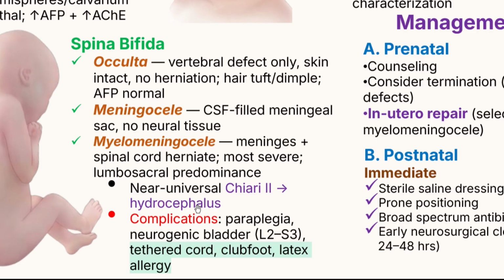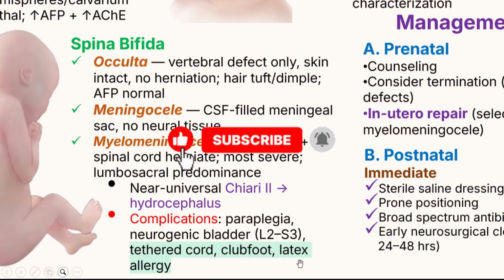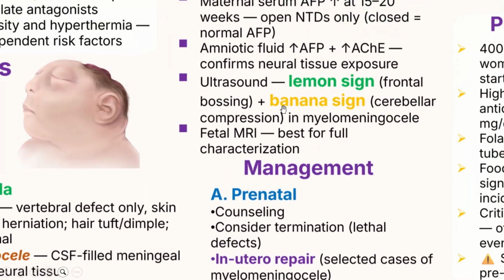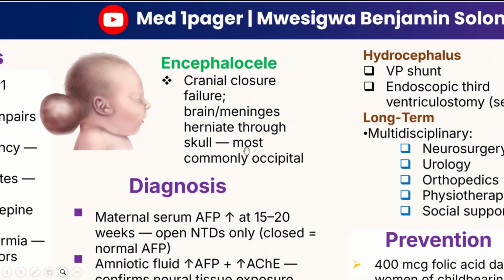Clubfoot is another deformity that is associated with this. And sometimes because of exposure of this tissue, it is handled with gloves, and the mucous membranes are exposed to latex at an early age, and this could lead to formation of a latex allergy in these children. Then the last one is the encephalocele. Encephalocele is going to be due to failure of cranial closure.